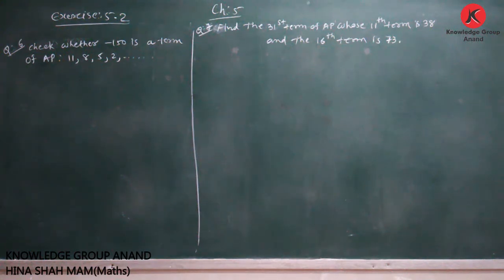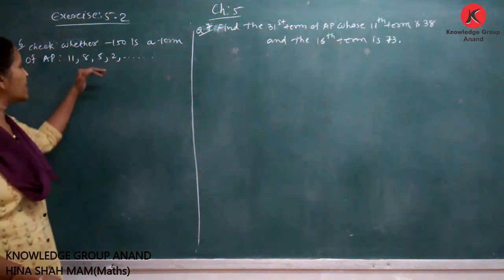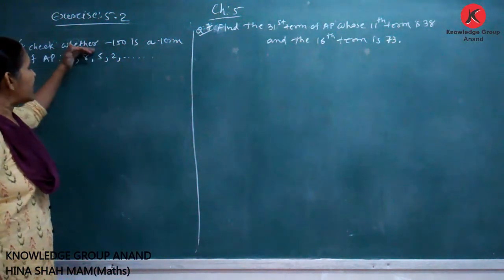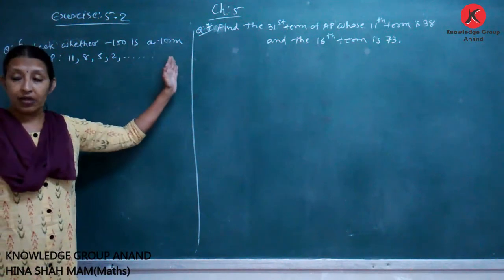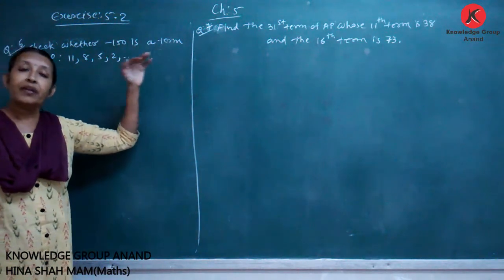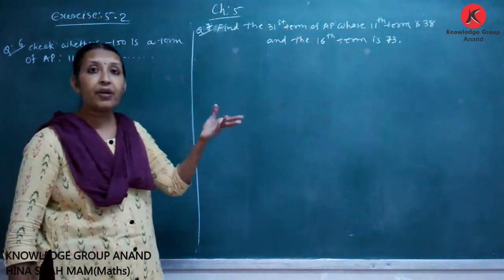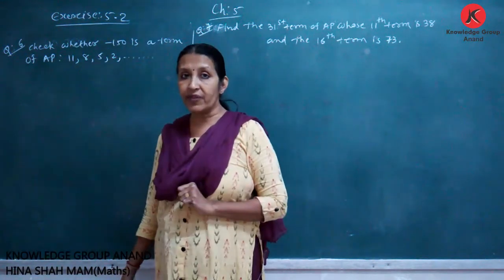Now, question number 6. Check whether minus 150 is a term of AP 11, 8, 5, 2. Here in this question, we have to check whether minus 150 is a term of this AP. Then we find n, which number of term in the AP is minus 150.